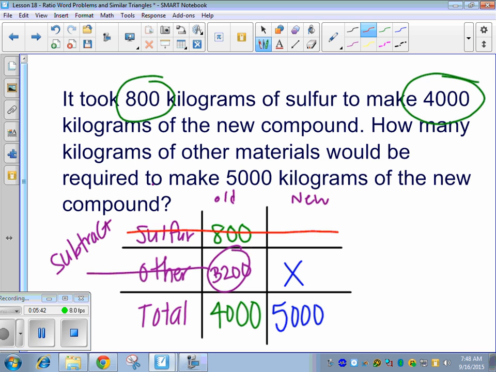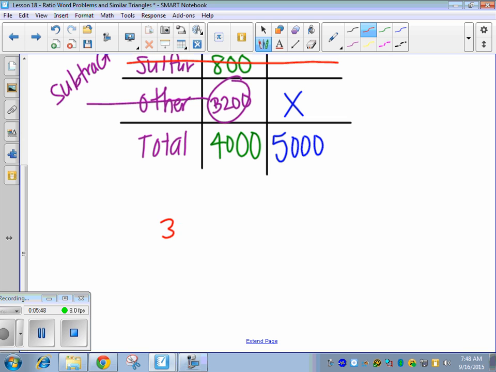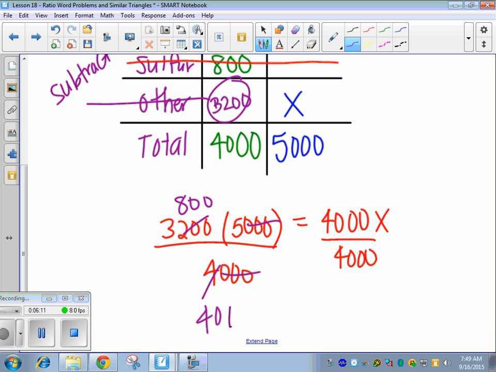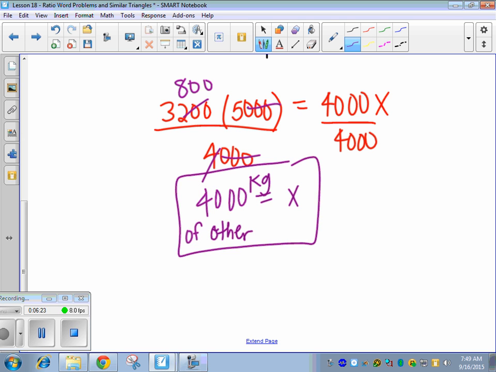So now we're going to cross off that top row, and we're going to cross multiply. So 3,200 times 5,000 equals 4,000 times x. Okay, I would probably cancel all these zeros. 4 goes into 32. Okay, 800 times 5 is 4,000. You guys all get that? Okay, of other, but it's 4,000. Don't forget kilograms, okay, of the other material.